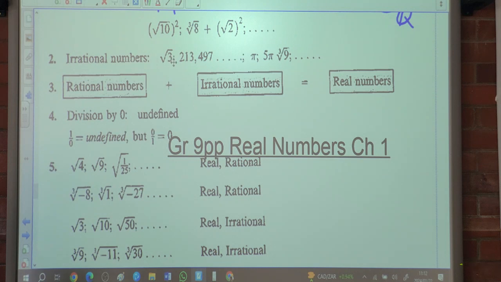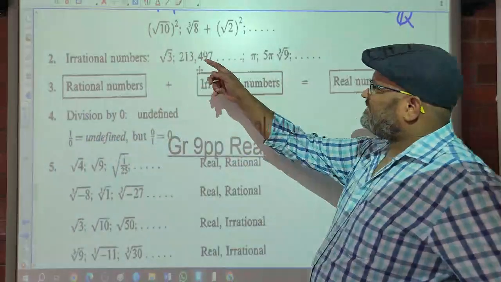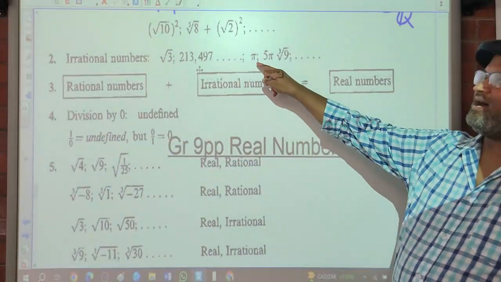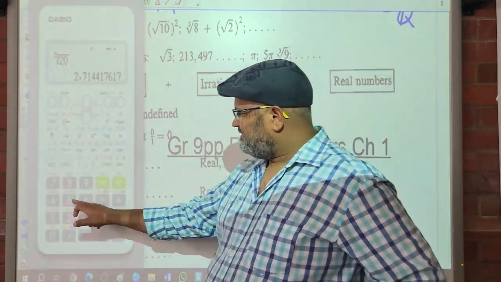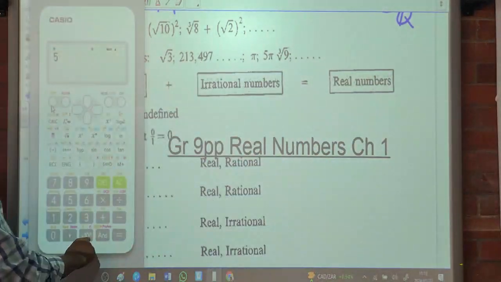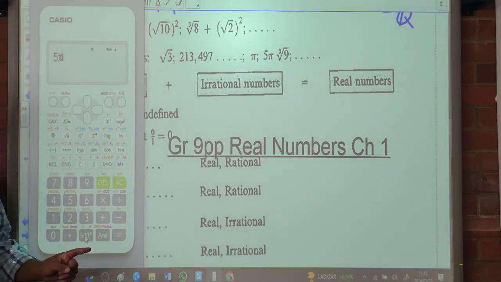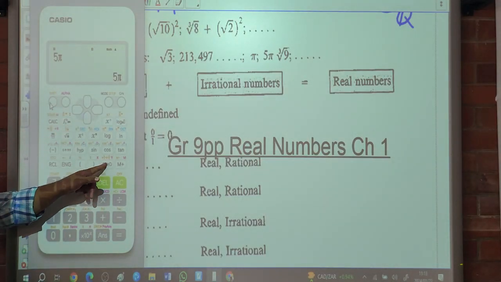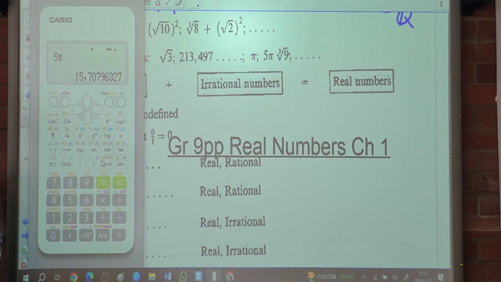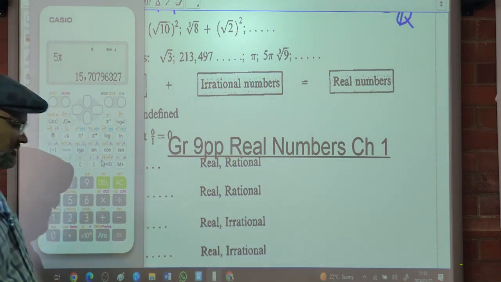Okay, irrational numbers. The square root of 3, which is 1.73205... and the number carries on, no pattern for you to follow there. So it's irrational. Pi, irrational. Now 5 pi. What do you think this answer would be? Rational or irrational? Irrational. That of course is 5 pi, shift and standard to decimal. Can you see that? Not following a pattern there.